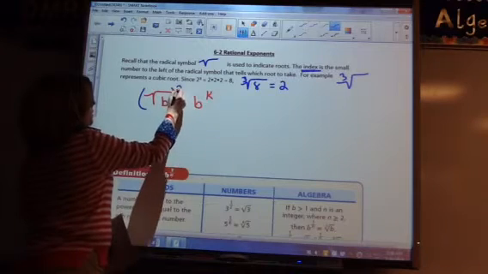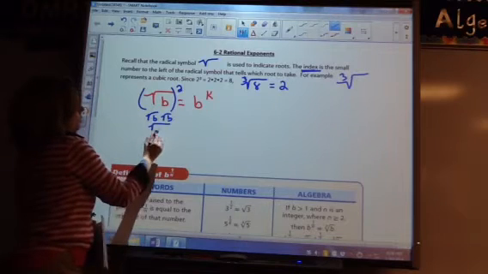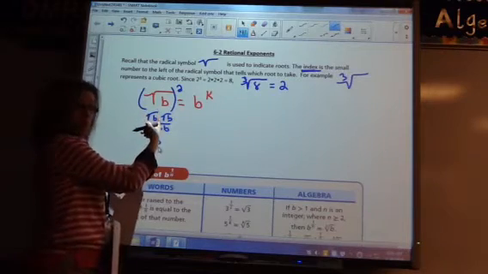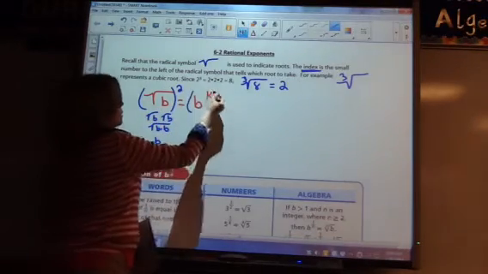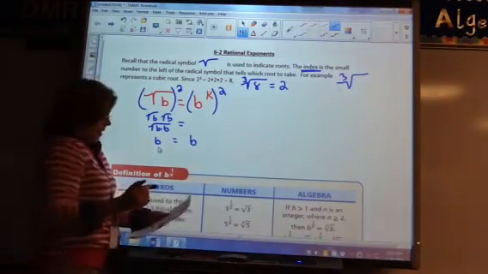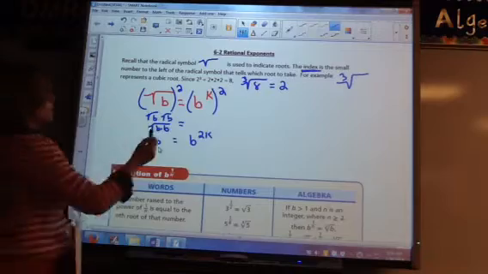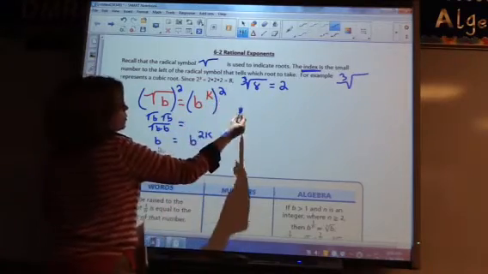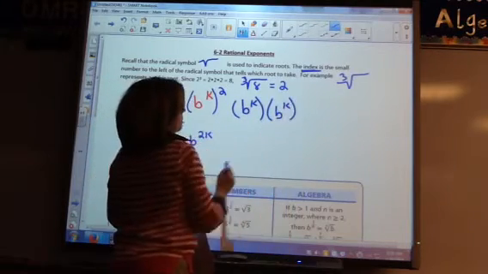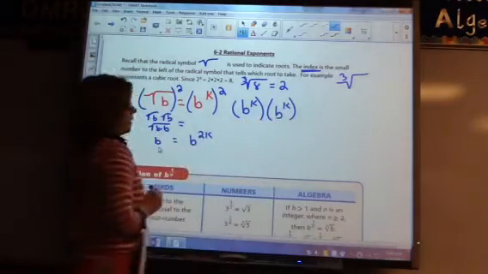If we square this, that is the square root of b times the square root of b, which is b times b, which equals b. Just like we do when we solve equations, what we do to one side, we must do to the other. So let's square this side. Then on this side, we have b to the 2 times k, because I took k times 2. What this is, it's b to the k twice.